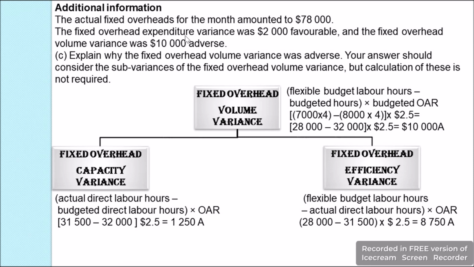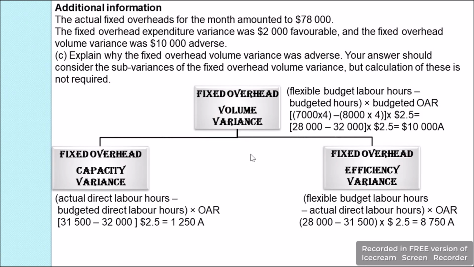Furthermore, additional information is provided which says that the actual fixed overhead for the year amounted to $78,000. The fixed overhead expenditure variance was $2,000 favorable, and the fixed overhead volume variance was $10,000 adverse. In bit C of the question, we are asked to explain why the fixed overhead volume variance was adverse, and we have to consider the subvariances of fixed overhead volume variance. However, calculation of these is not required.